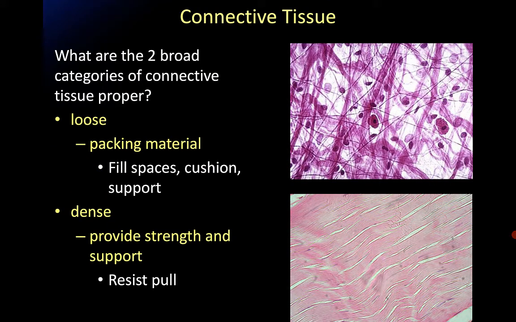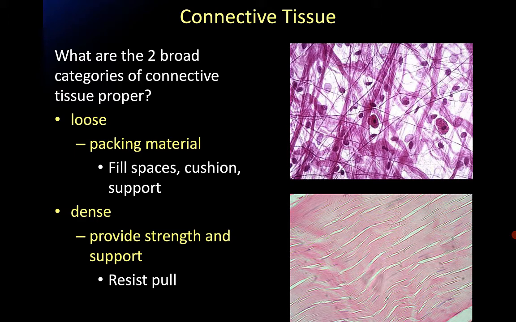So within the connective tissue proper, we have 2 basic categories as well, loose and dense, which relate to the amount of the protein fibers that are in there. So loose means that those protein fibers are loosely packed. This is going to form actually some packing material or some tape in various places, but it's not incredibly strong because we don't have that many protein fibers. It's going to fill spaces, it's going to provide some cushioning and support. It may be a loose binding for some things.